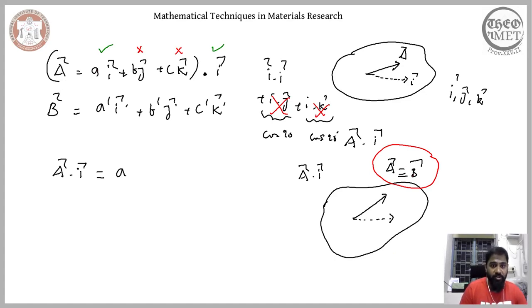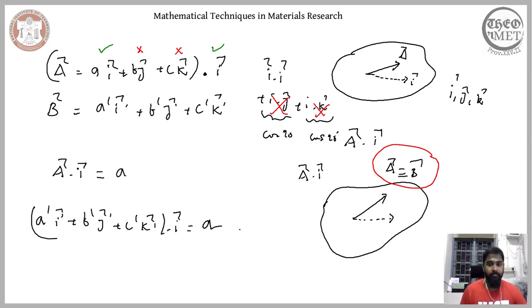So essentially what it means is A prime I prime vector plus B prime J prime vector plus C prime K prime vector, the dot product of this vector, is equal to A. So since I'm doing this projection, this dot product in the new space, this new space wherein my A vector is equal to that of my B vector, I end up having this expression here.